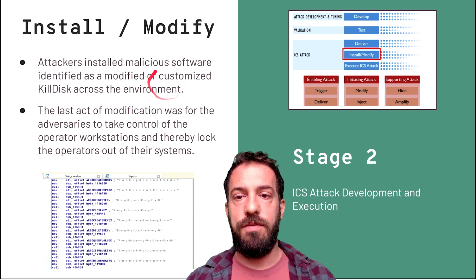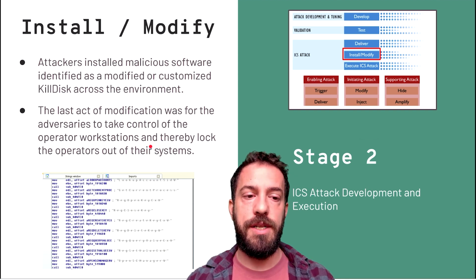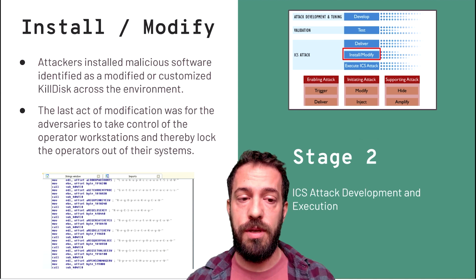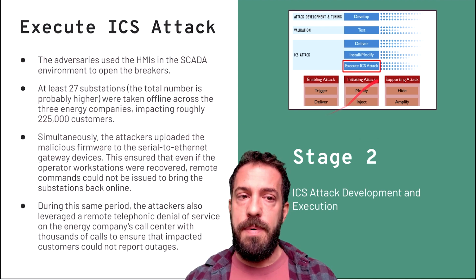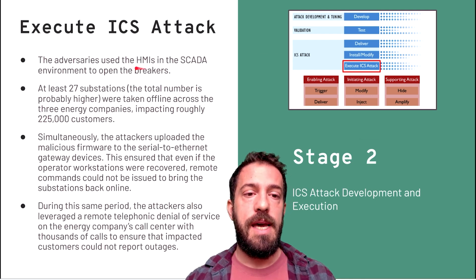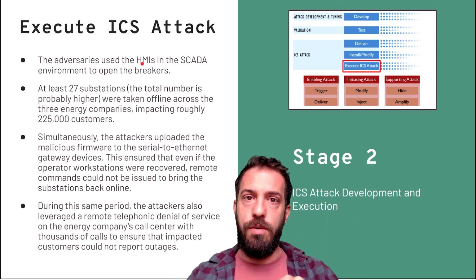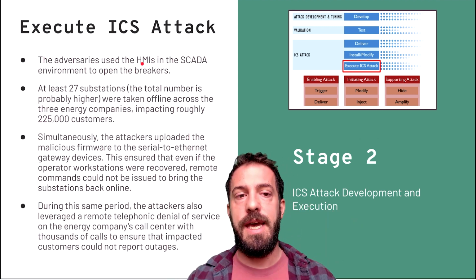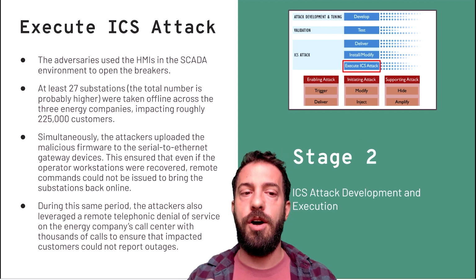But as part of that step of the attack, the attackers made sure that the operators would be locked out from their systems. And the final step in the cyber kill chain would be the actual attack on the ICS system, and this is where the adversaries use the HMIs. So they were looking at the screen and they used the SCADA HMI to start the attack by opening the breakers.